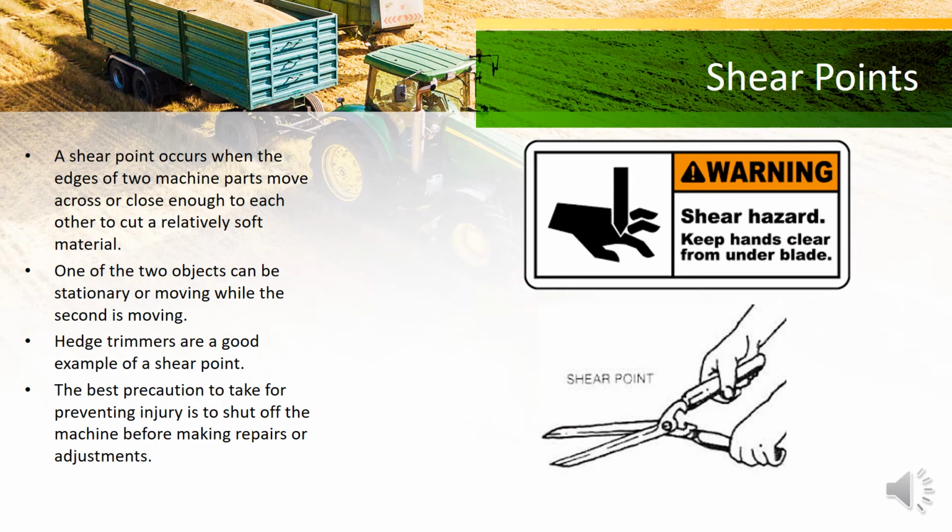Shear points. A shear point occurs when two edges of a machine part move together. One of the two objects can be stationary or moving while the second is moving. Hedge trimmers are a good example of a shear point. It is very hard to keep a guard on this type of shear point, so make sure that you always shut off a machine before making repairs to prevent injury.